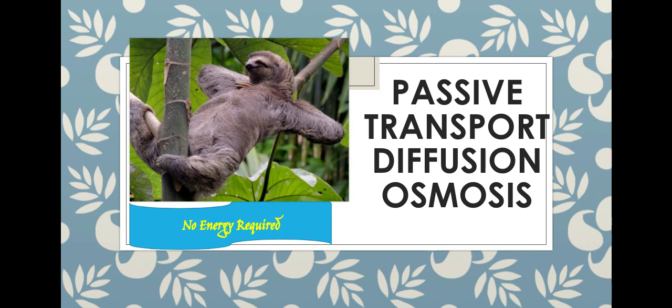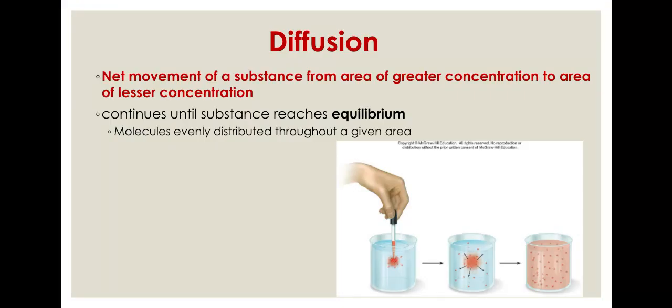So let's first talk about passive transport. Diffusion and osmosis are the processes we're going to look at here. Diffusion is just that movement from greater concentration to lesser concentration. And that is going to keep happening until we reach this equilibrium. And again, equilibrium doesn't mean the particles stop moving. It's just that they are uniform throughout.